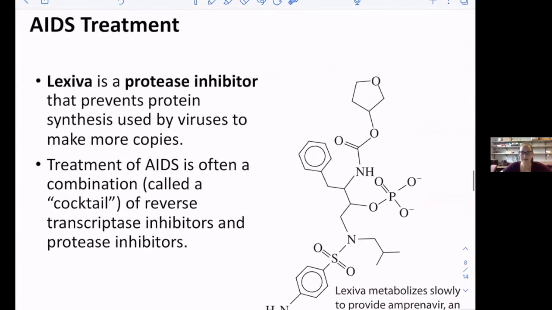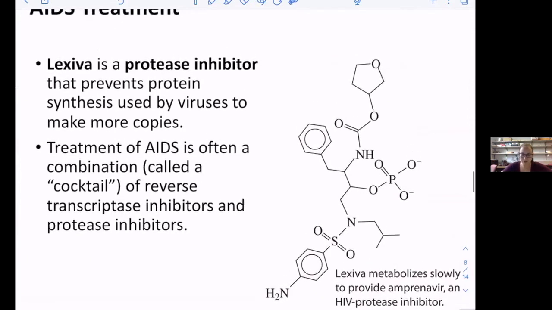Another way that you can treat this is with a drug molecule called Lexiva, which is a protease inhibitor. The proteases take the long protein strands and chop them up into active protein strands. So this prevents the protein synthesis used by viruses to make more copies. It's going to make it so that we can't have any more copies of the virus being produced. That's what this molecule here does, it attaches to that protease enzyme and makes it inactive as well.